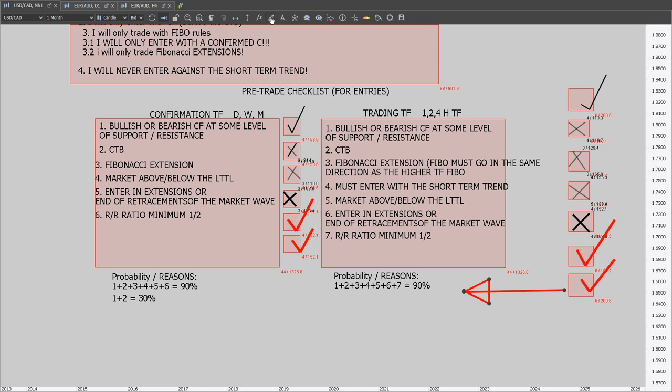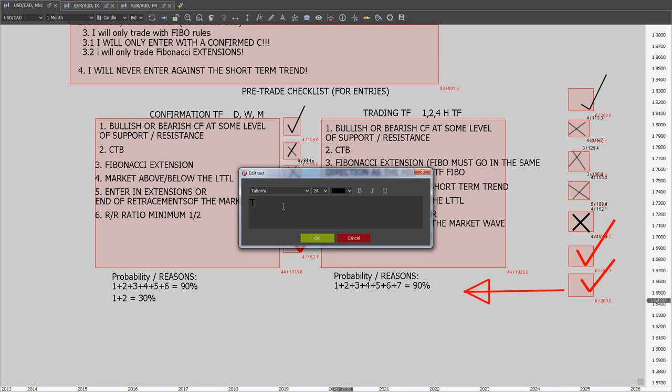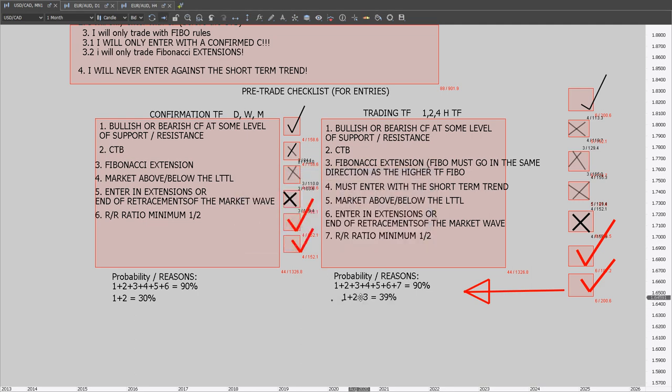I have 3 reasons, right? So 1 plus 2 plus 3 makes how much is the number? 30%, 35. Time to Shine, can you make a calculation? 39. Great, 39. Okay.